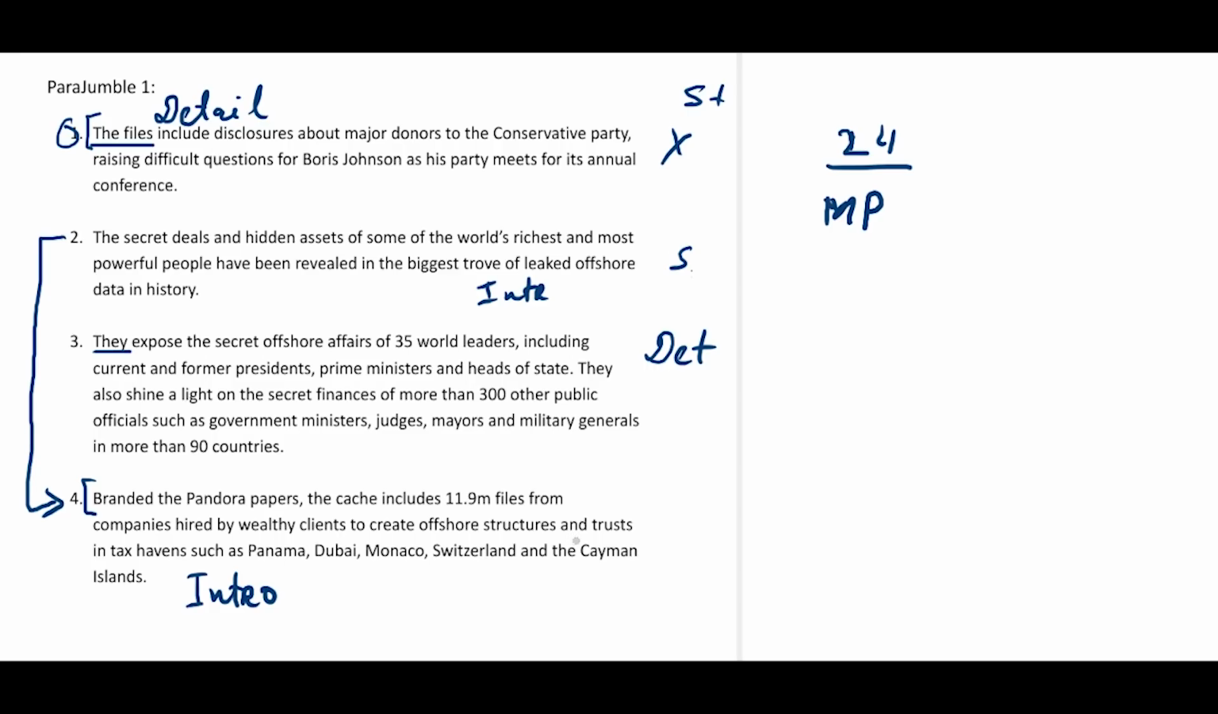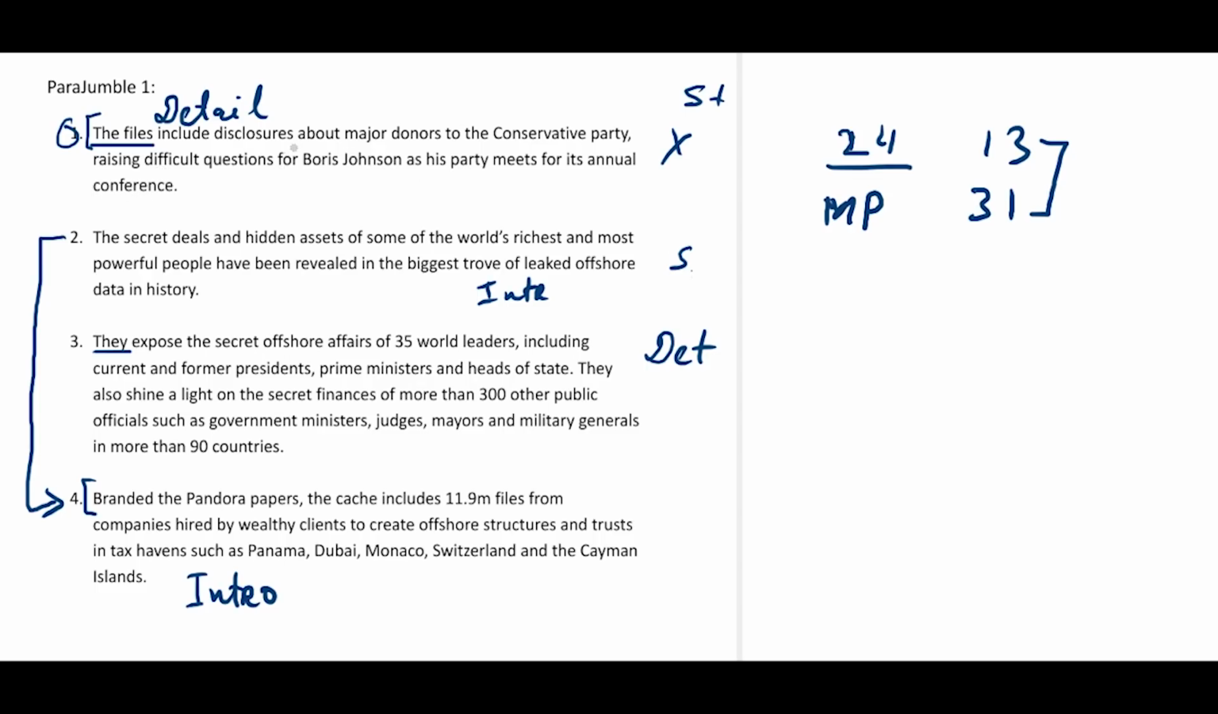Then the details of the contents are given to us in statement 1 and statement 3. So obviously we can see that 1-3 or 3-1 should come in the later half of the ParaJumble. But how exactly do we pick between 1-3 and 3-1? That is the million-dollar question here. So let's go through these statements one by one. The files include disclosures about major donors to the Conservative Party, raising difficult questions for Boris Johnson as his party meets for its annual conference.